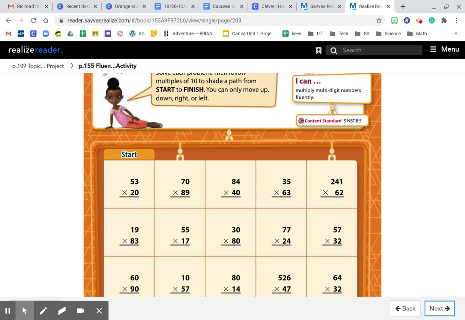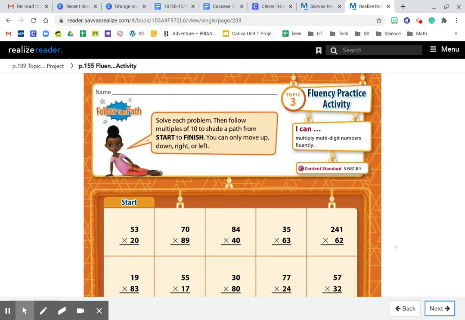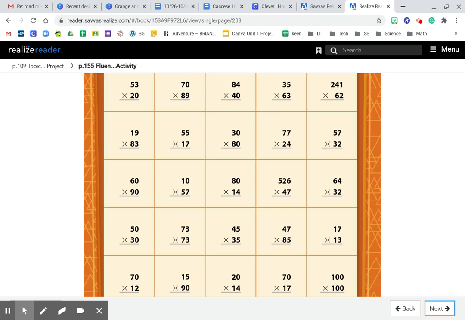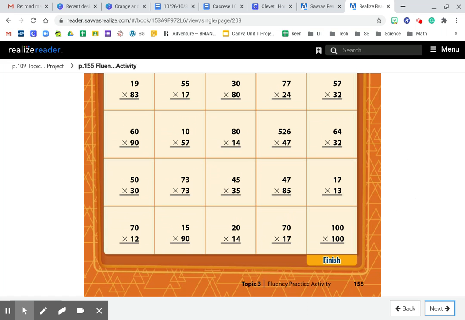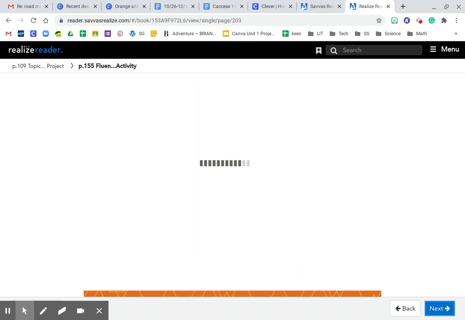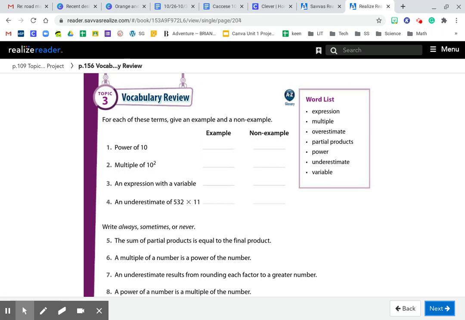All right, now we're reviewing for the topic test. So the first thing you're going to do is work on some fluency review. Fluency practice is your ability to just do the computation without word problems. So practice some fluency, and when you're finished that, you're going to take a look at the vocabulary review. For the vocabulary review, for each of these terms, give an example and a non-example.